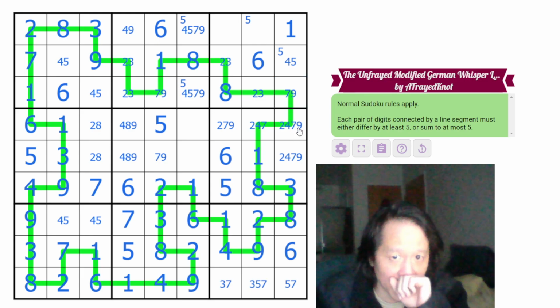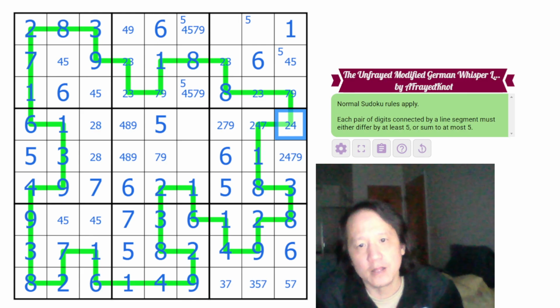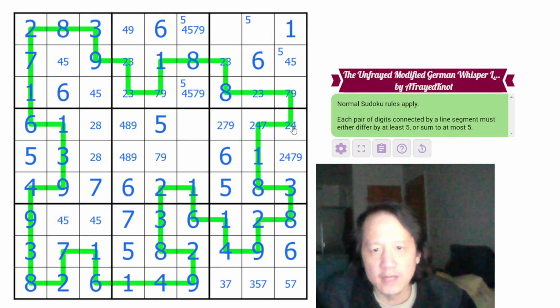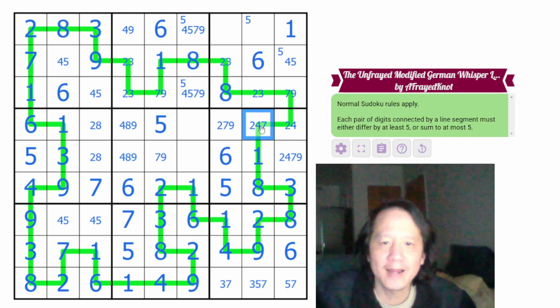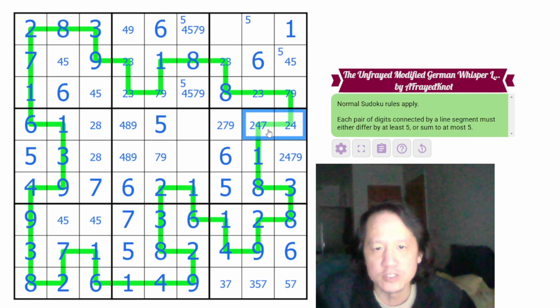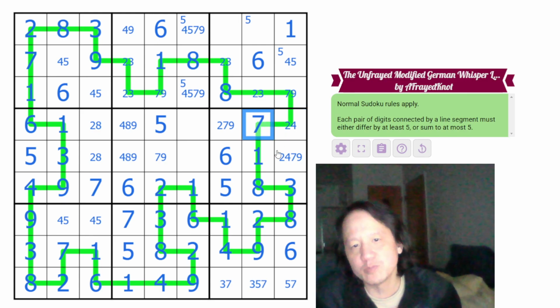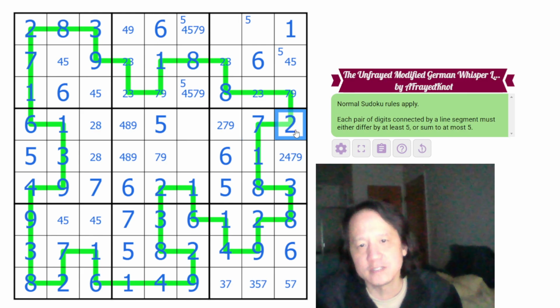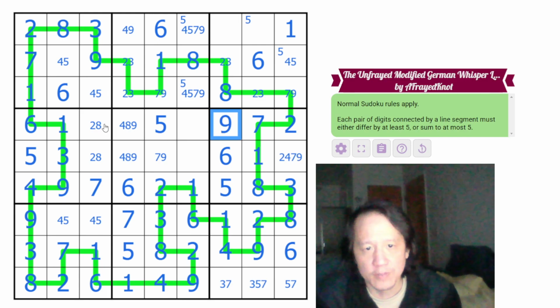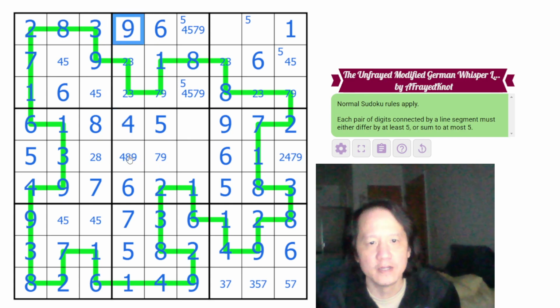This is a high. It must be next to a low, so this can't be low. This is 2 or 4. And if this is 2 or 4, it has to be next to a high, because 2 and 4 add up to 6, which is greater than 5. Therefore, this must be a high, and it must be 7, which makes this a 2. This can't be 2 or 7, so that forces this to be 9. This can't be 2, so this is 8. This can't be 8 or 9, so this is 4, which makes this a 9, which makes that 8.